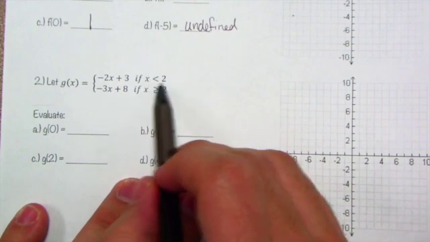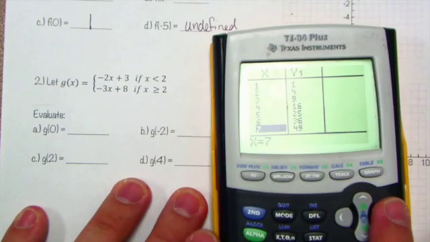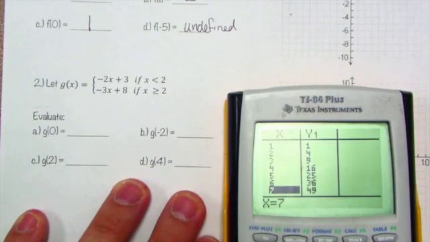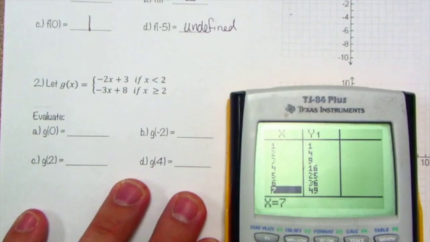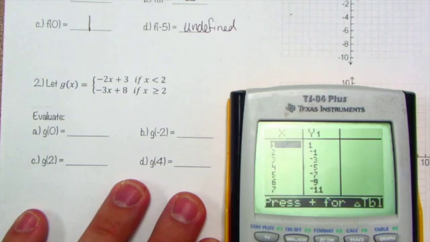So we're going to put this first function into our graphing calculator. So I'm going to go over here to where you can see it. Go to y equals, clear that out, and put negative 2x plus 3. Now we're not really concerned about the graph. We're just really concerned about the table because we want to see the values. So this is where x is less than 2.